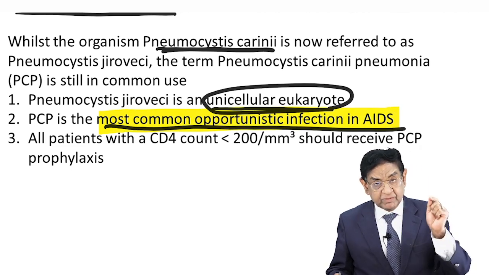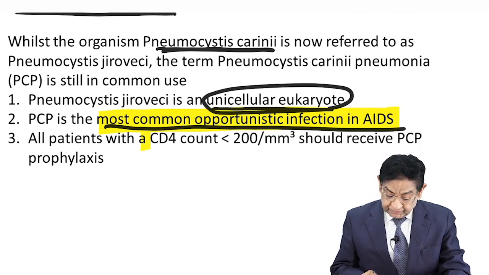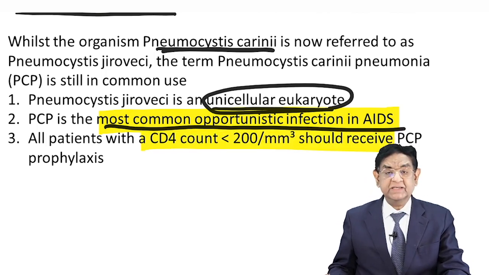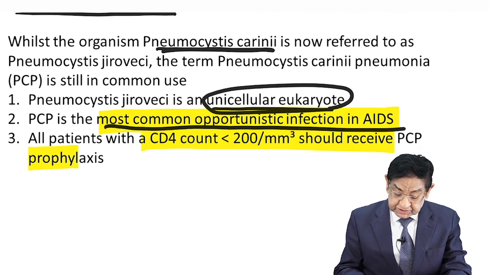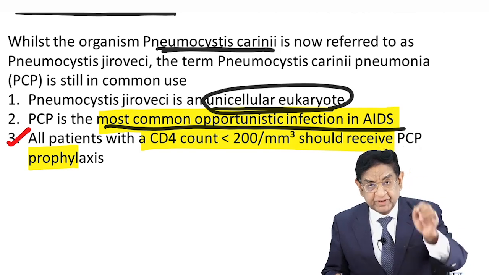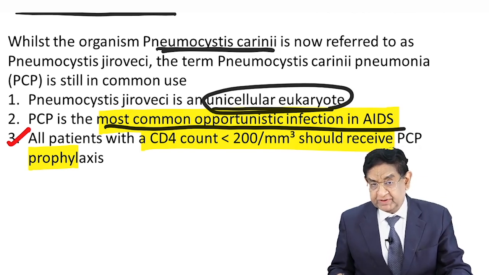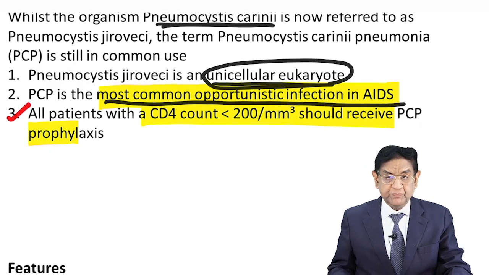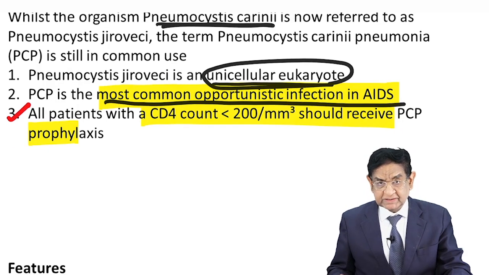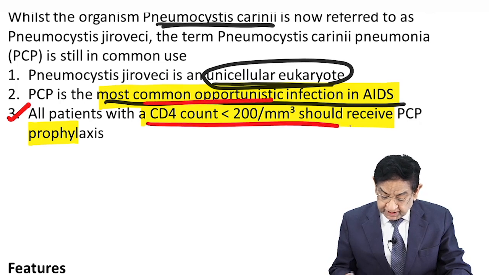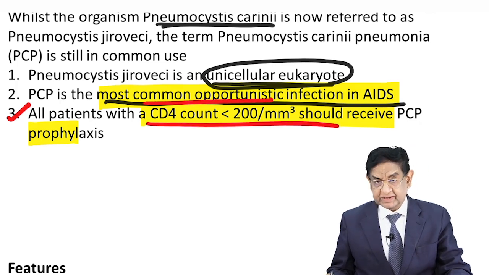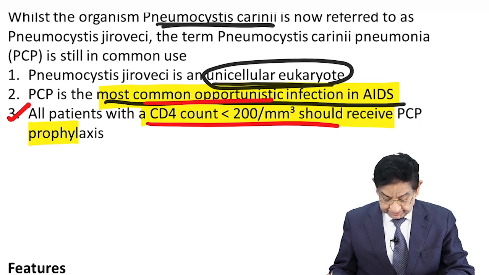And one more important point: whenever the CD4 cell count is below 200, this prophylaxis should be started. This is a universal question. This question comes everywhere throughout the world, whichever exam you write. So friends, the two take-home messages in this slide: most common opportunistic infection, and you give prophylaxis when the count is below 200.